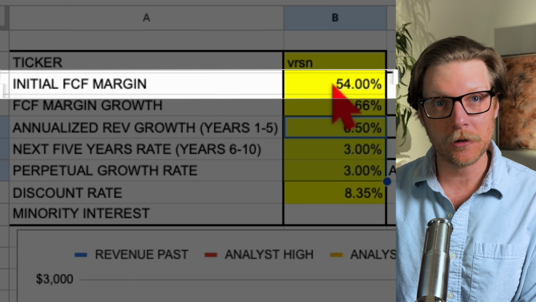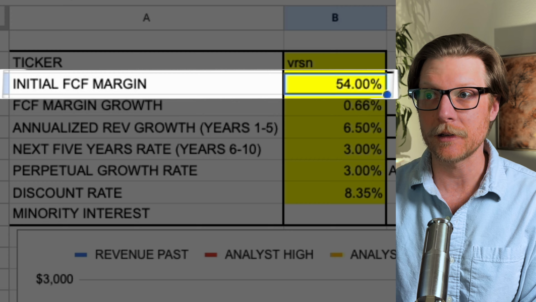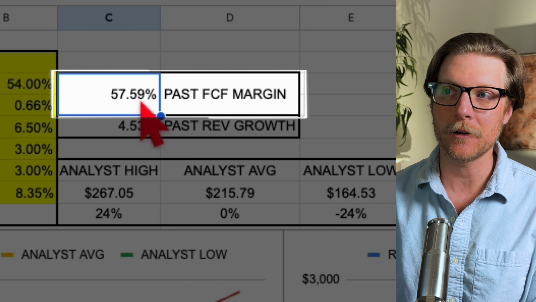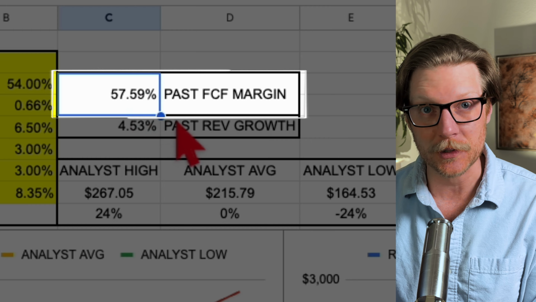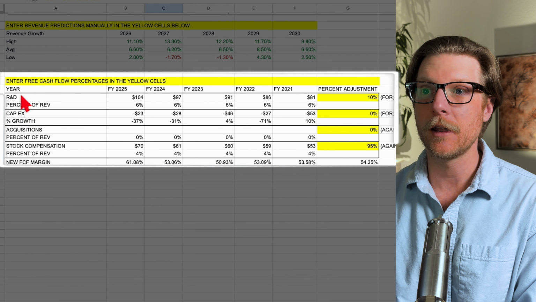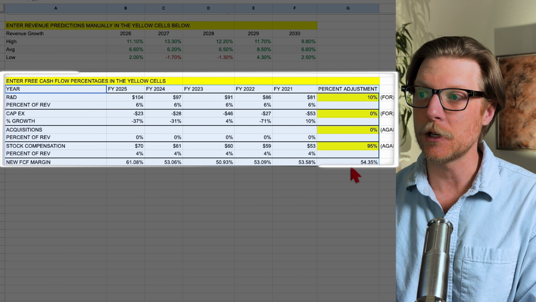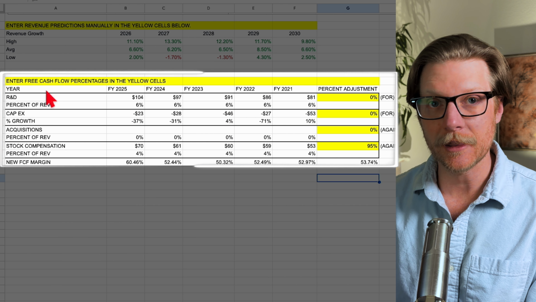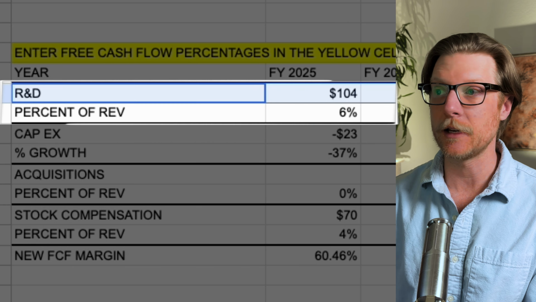I've got my initial free cash flow margin at 54%. The average over the last 5 years is 57.5%. So why the discrepancy? There are a few adjustments that I like to make to the free cash flow margin. And if I scroll down, this table is where those adjustments are made.